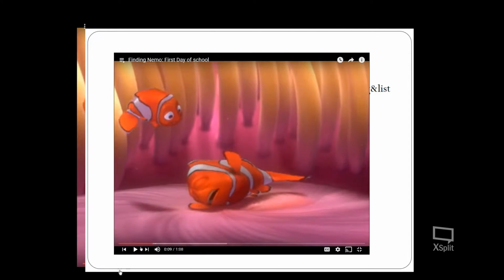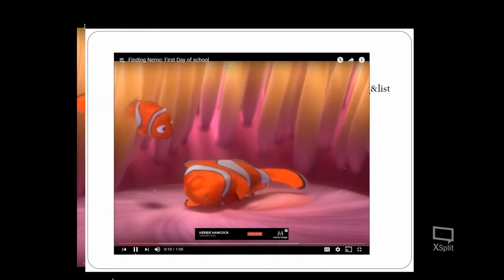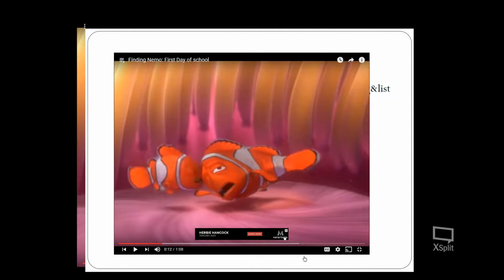Now, we're not talking directly about Nemo here, but what can we get? We can look at him. He's a fish. What type of fish is he? He's a clownfish. How is he speaking? He's excited. We can tell by his voice that he's a little kid and by the words he uses, like repeating, first day of school, first day of school. An adult's not going to say that, right?